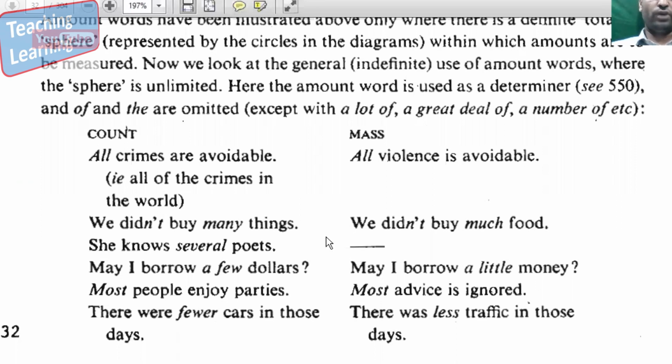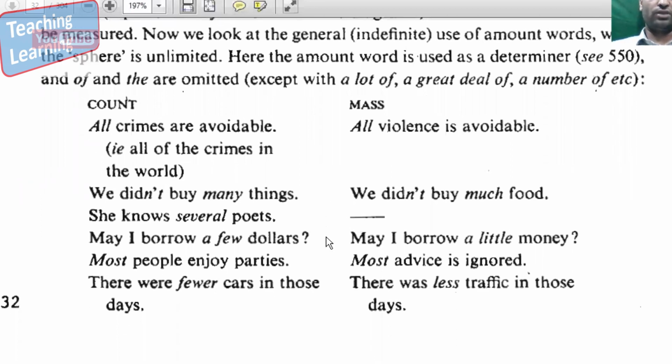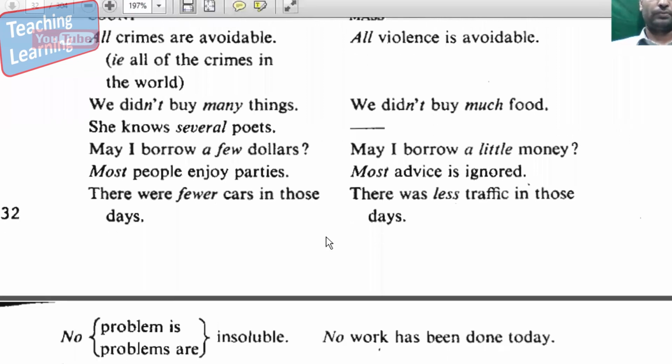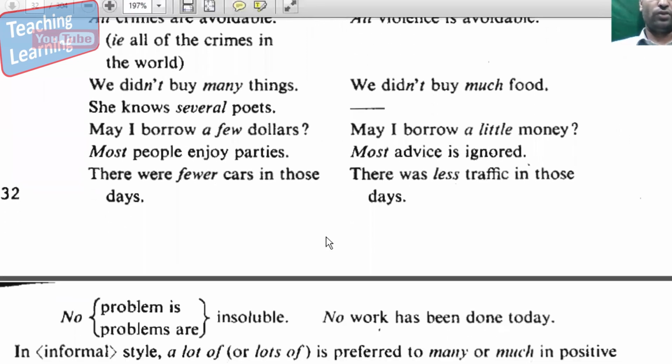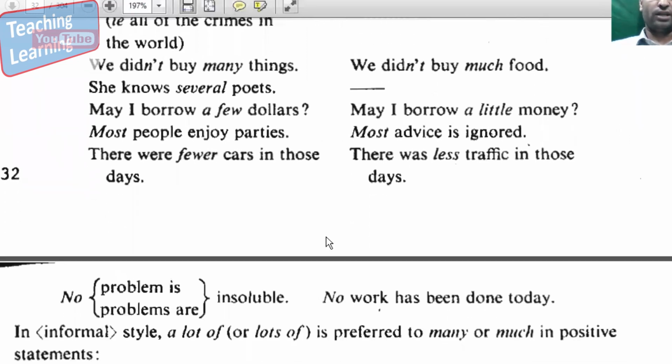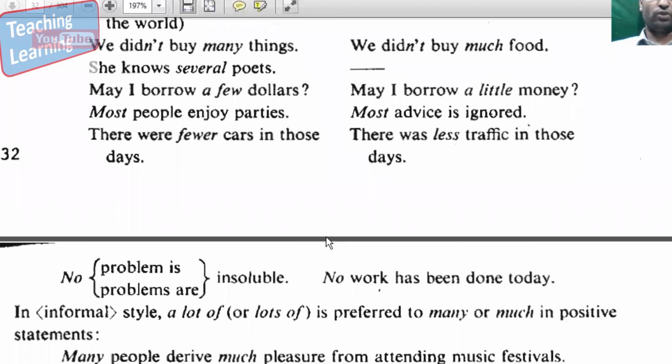May I borrow a few dollars? May I borrow a little money? Most people enjoy parties. Most advice is ignored. There are fewer cars in these days. There were fewer cars in those days. There was less traffic in those days. No problem is, no problems are. No work has been done. So when you say problem, at that time this is true.